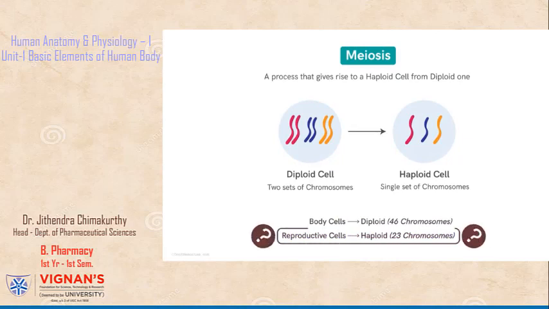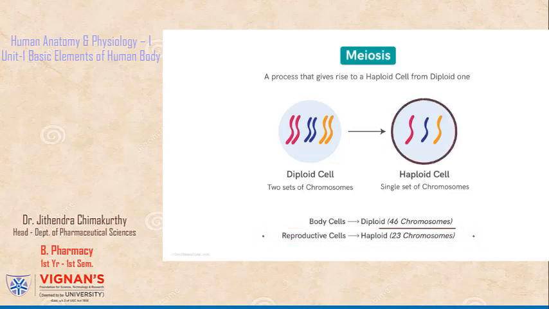Now tell me, which are these reproductive cells that we've been talking about so far? Cells with half the number of chromosomes? Let's find the answer in our next video.